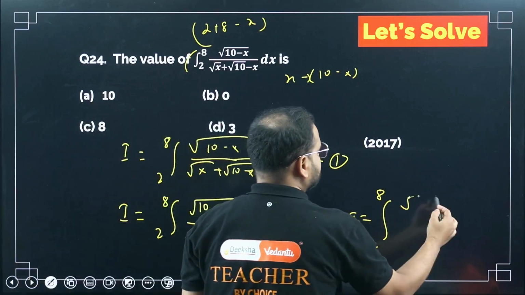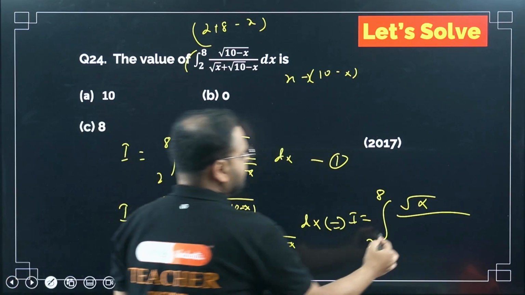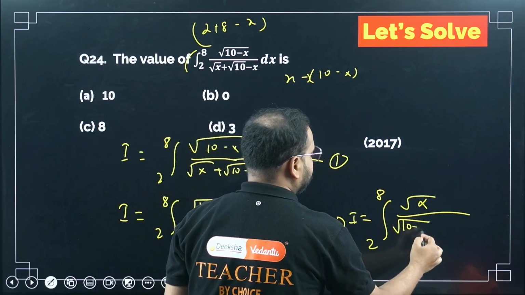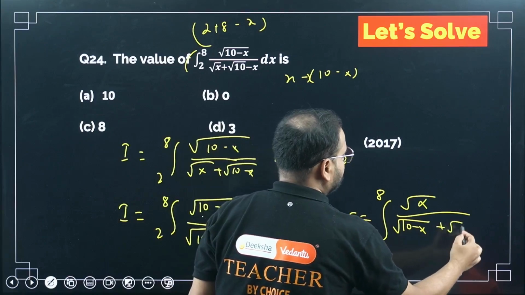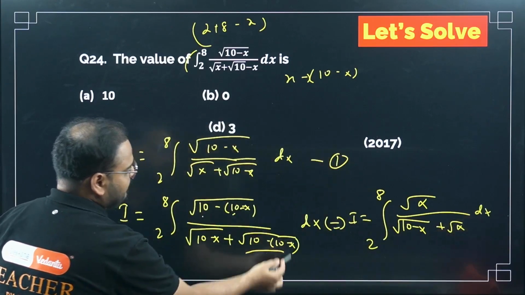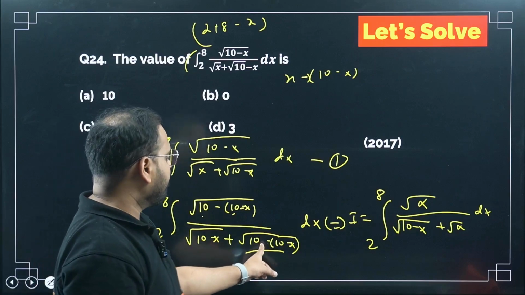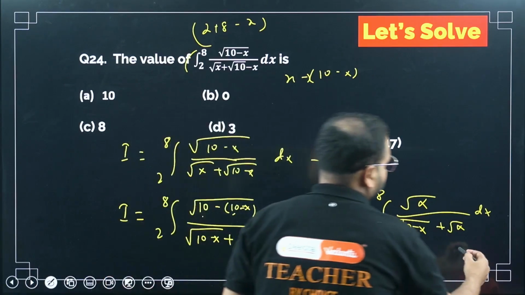So root of x in the numerator. What about this? Same as it is, root of 10 minus x, no problem here. What about this again, sir? Plus x in the root. Correct? 10 and 10 will cancel and minus of minus x is plus x, so root x. Now this is my equation 2.